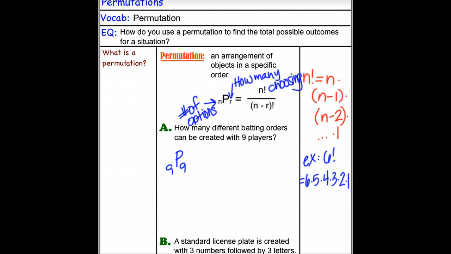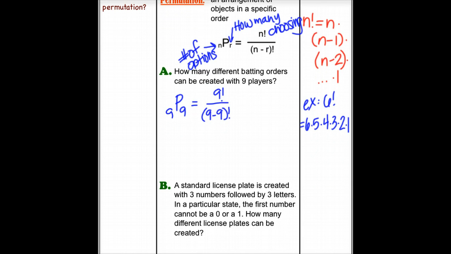So it's a permutation of 9 choose 9, which means 9 factorial over 9 minus 9 factorial. Now, that gets a little tricky. Simply speaking, we're using all of our people. We've got 9 spots. For the first position, I have 9 players to choose from. Put someone in that position. They can't bat a second time, so now I have 8 people to choose from. Then 7, then 6, then 5, then 4, then 3, then 2, then 1.